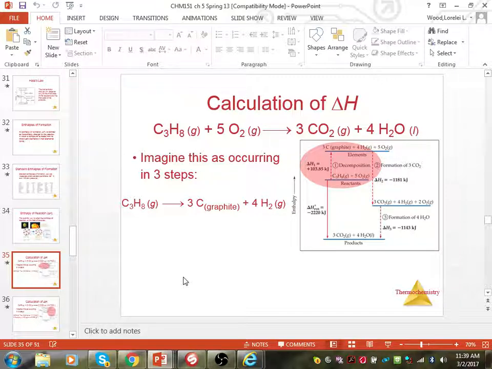All right, so if we're looking at the calculation of this idea of enthalpy of the reaction, if we take a reaction that happens in a series of steps, like this first reaction here that happens in a series of steps.